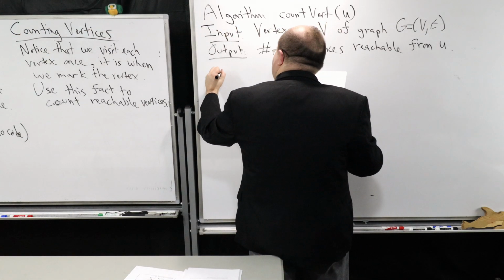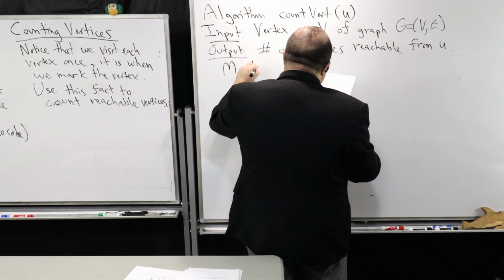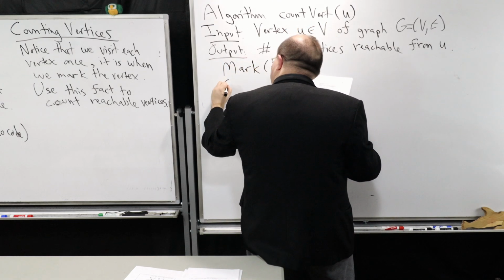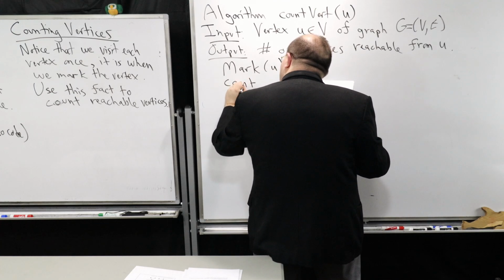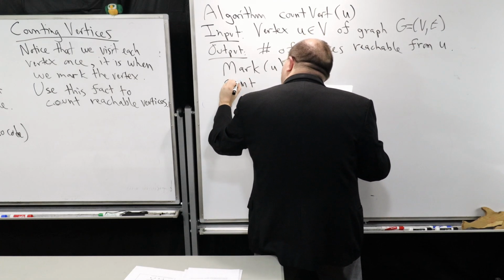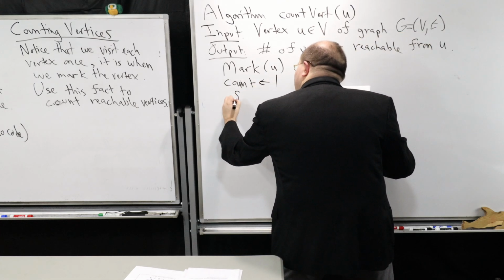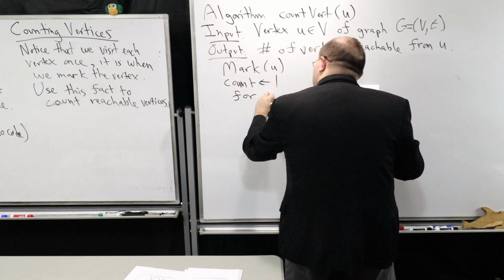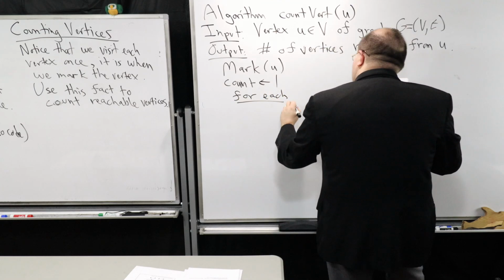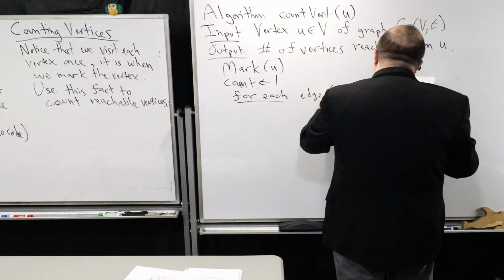First, like we did with DFS, we're going to mark the vertex. Then I'm going to have a counter, because remember, every time I mark a vertex, that means I visited a unique vertex. I'm going to start it at 1. Then I go through, for each edge incident on u, we're going to do the following.